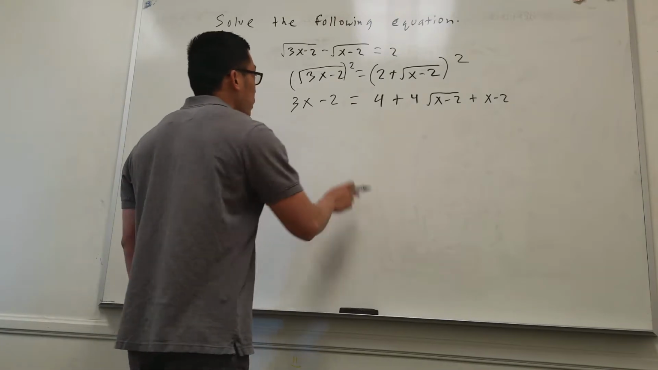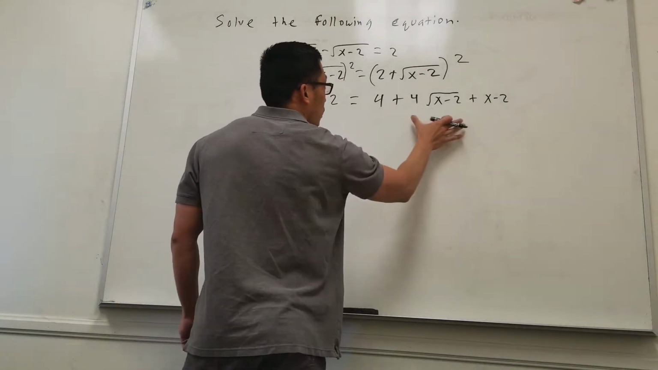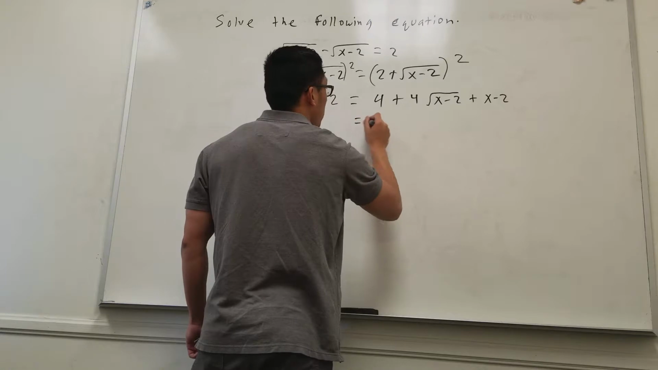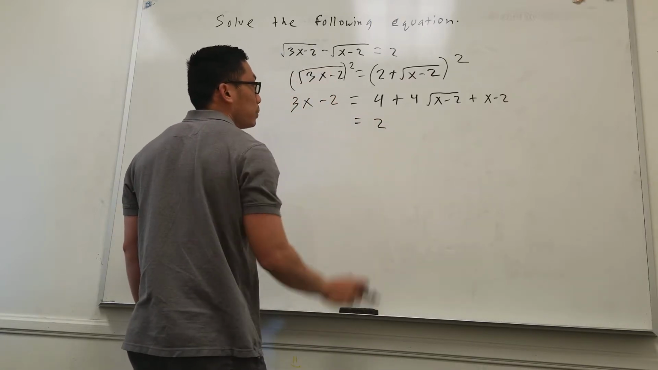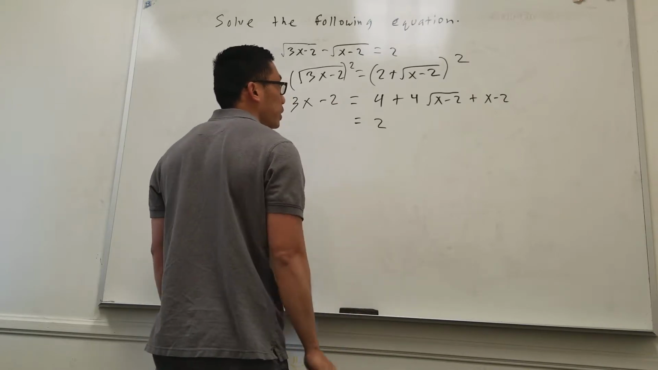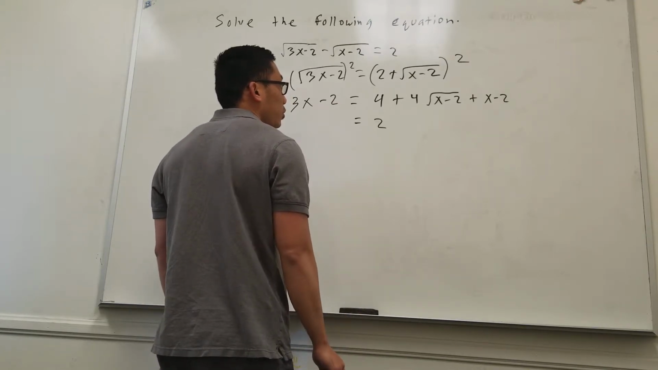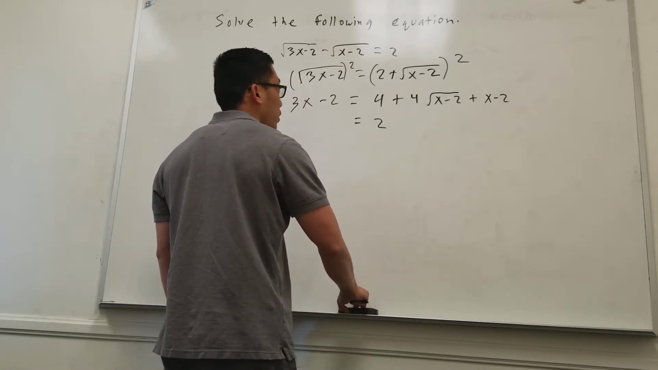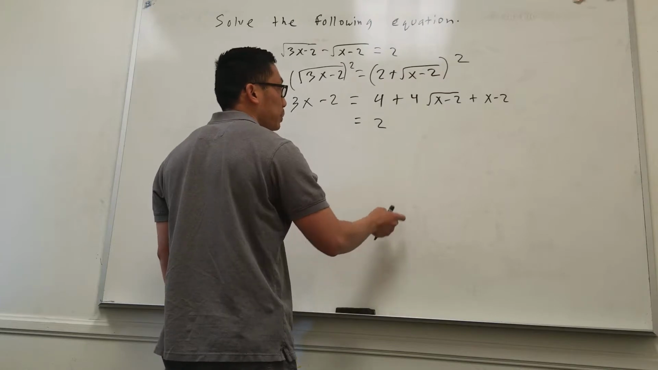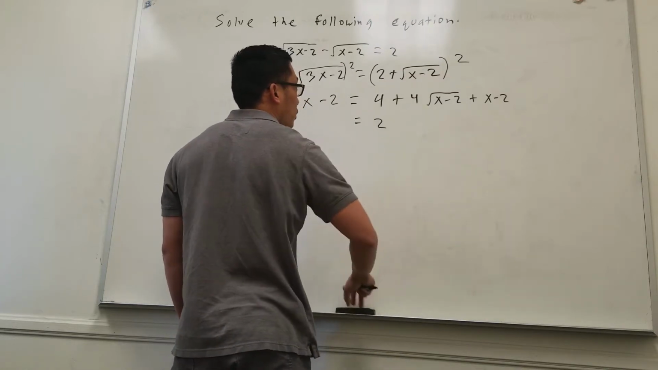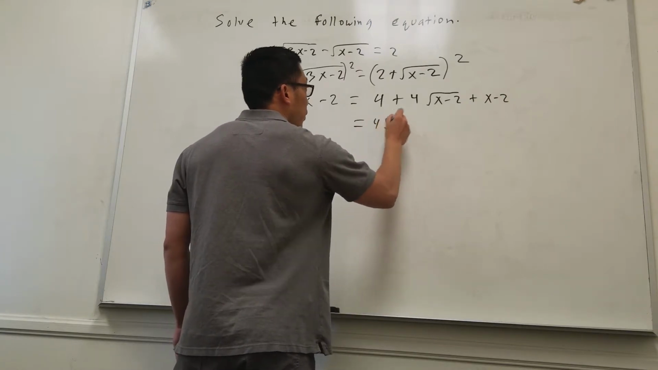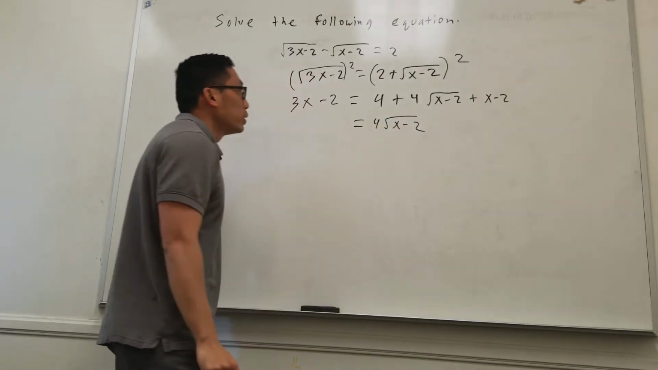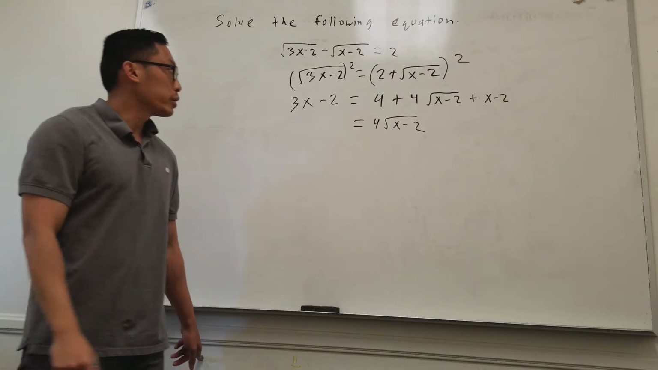So let's combine like terms. As you notice here, 4 minus 2, that's just going to be 2, right? And here, nothing. But now what? What can I do? Our goal is basically to get x by itself, but first I want to get the square root of x minus 2 by itself. So go ahead, take a second to get that by itself.